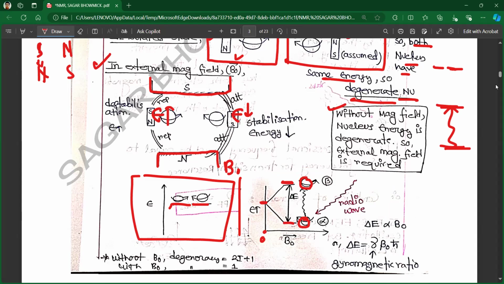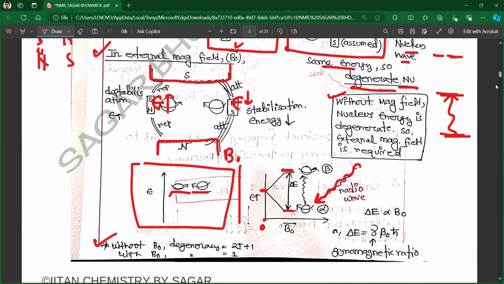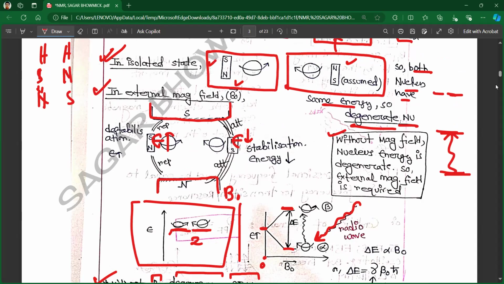The lower state is called alpha state. The higher energy state is called beta state. Now, what will happen if I apply radio wave? Then transition from alpha state to beta state will occur. Without B naught, that means without external magnetic field, degeneracy will be 2I plus 1. Here degeneracy is 2, that means two states are at the same level. So this is basically nothing but 2I plus 1.